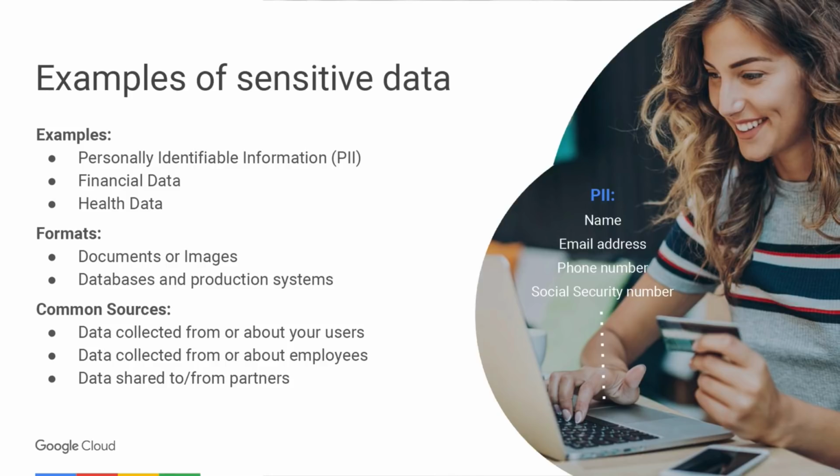Some examples include personal identifiable information, or PII, financial data, health data. And these can come in a lot of different formats. So it could be documents, it could be images, these could be in databases or in your production systems. And it could come from a lot of sources. For example, it may be data collected from or about your users. It could be data collected from or about your employees. Or it could be data that is shared or comes from partners.